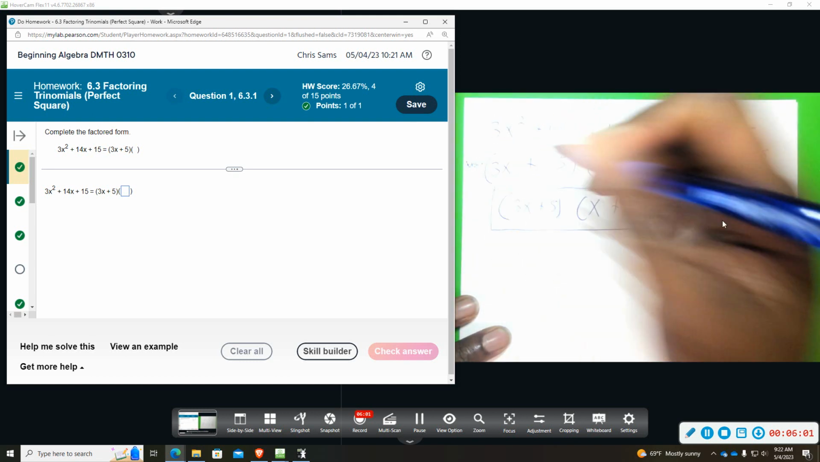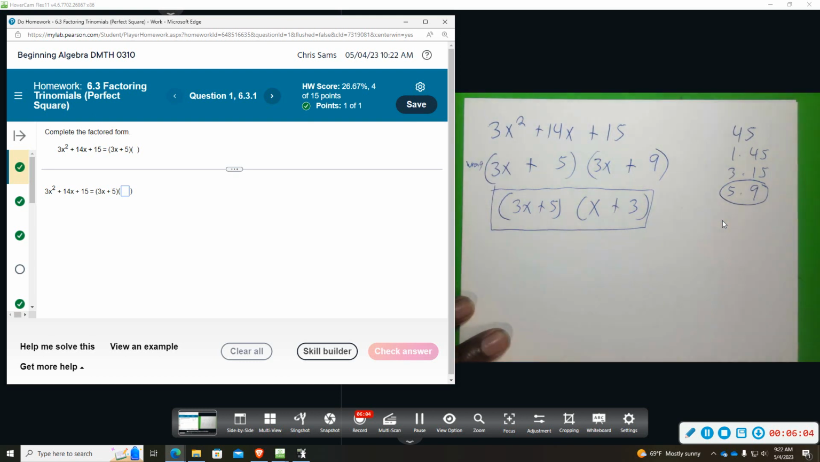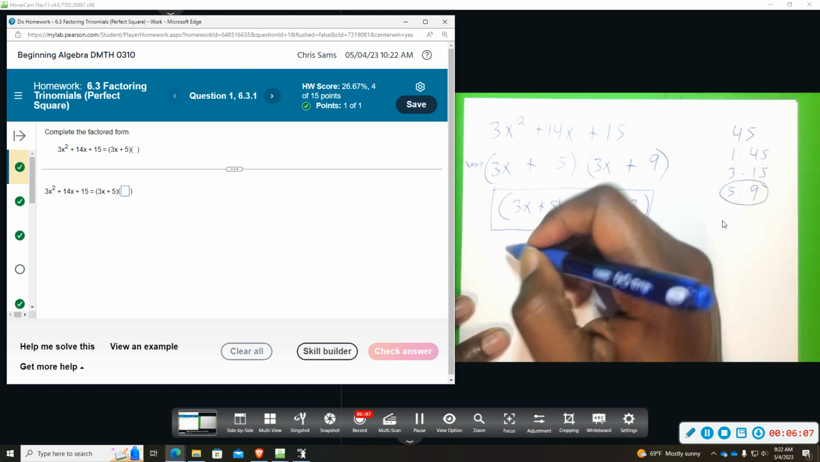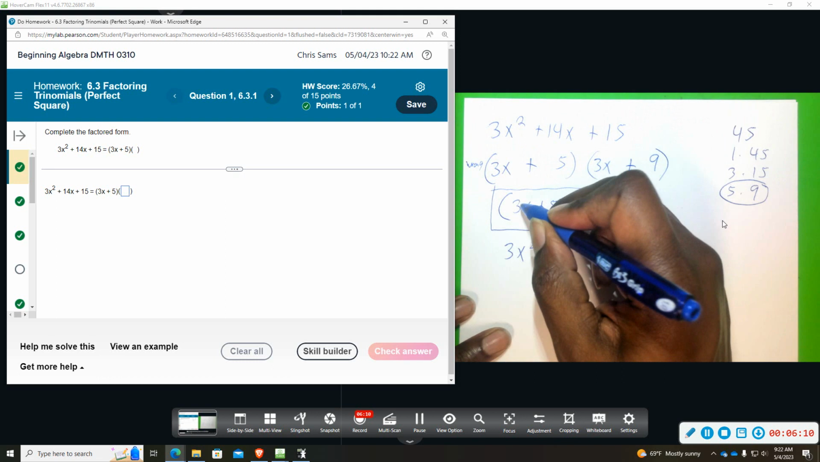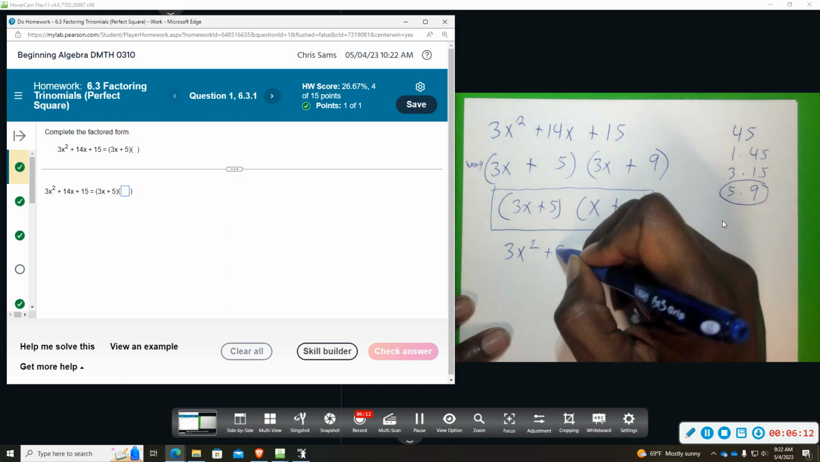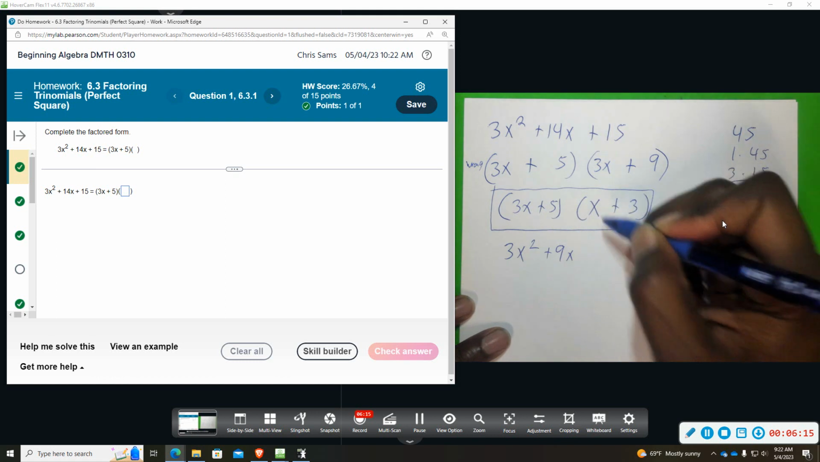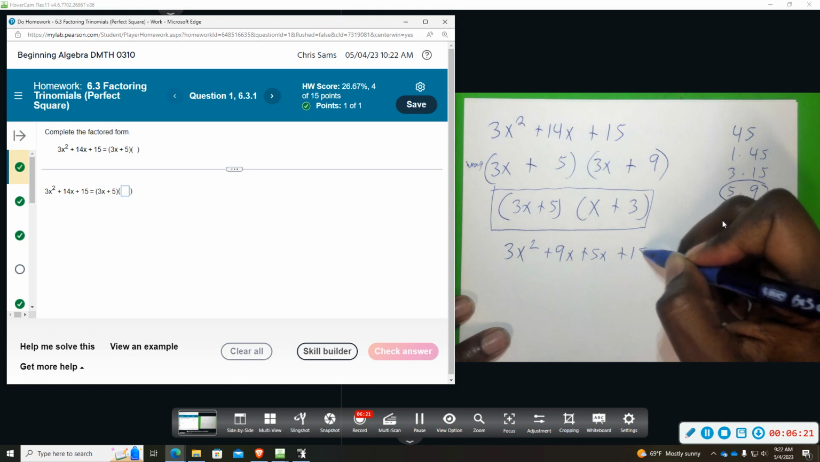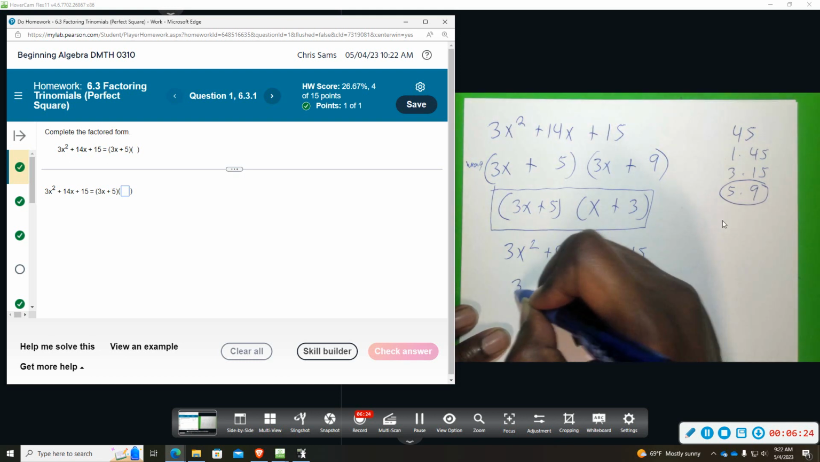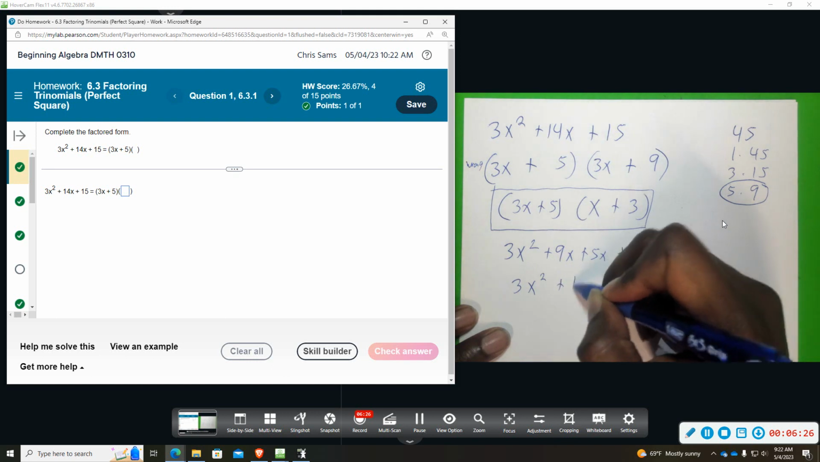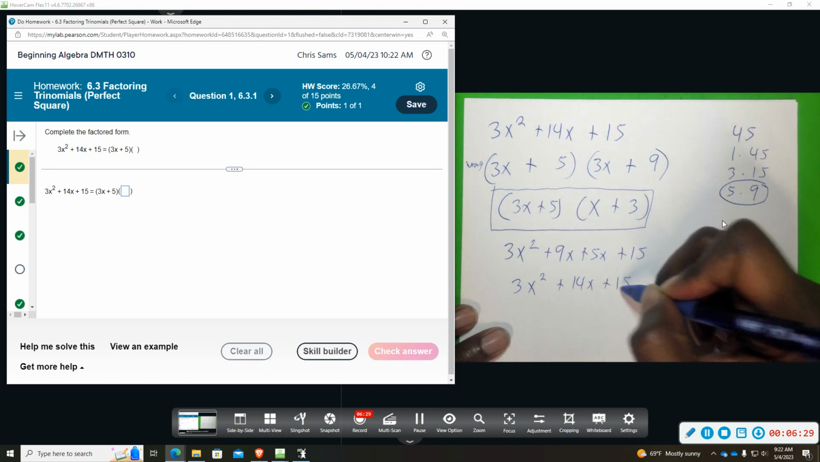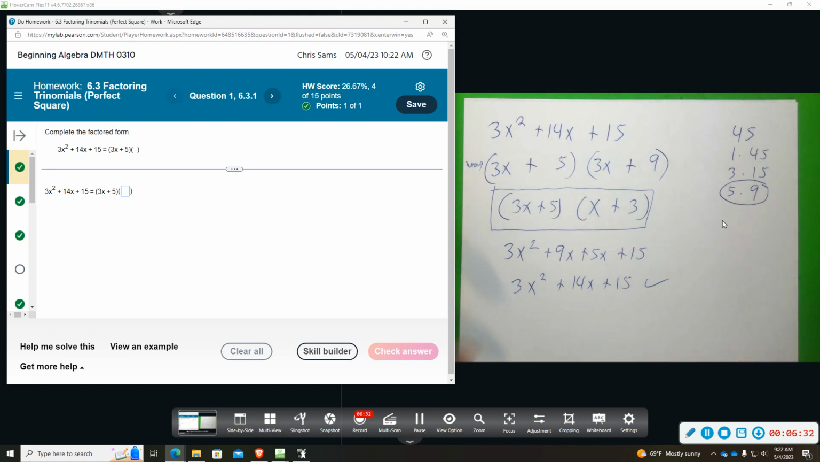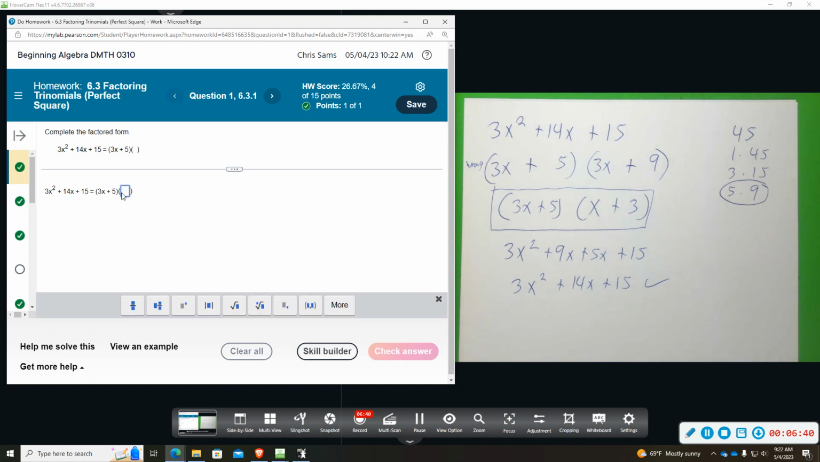And what you should do is FOIL it out and check to make sure you get what you started with. So 3x times x gives me 3x squared. 3x times 3, 9x. 5 times x plus 5x, and 5 times 3 plus 15. If I add 9x and 5x, 3x squared plus 14x plus 15. And you can see that that's the same, so it checks out. So they already had one of them, the 3x plus 5, so I just got to add the x plus 3.